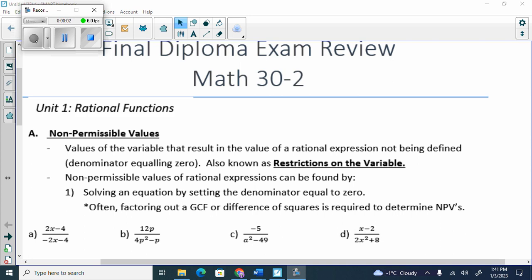Hello, friends. We're going to start with reviewing rationals because it's everyone's favorite unit, obviously. A large part of the diploma is based on it. What I would suggest is to attempt the questions on your own and then watch the podcast to see if you got it right. But don't just do them with me, try them out on your own first.